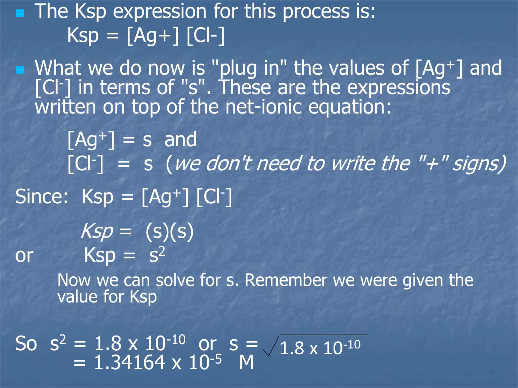So if we were to solve for S, we were given this Ksp at the very beginning of this problem. Our Ksp was 1.8 times 10 to the negative 10. So in order to solve, S is the square root of 1.8 times 10 to the negative 10, which gives me 1.34164 times 10 to the negative 5th molarity. I will round this off for sig figs for my final answer. I'll give you a second to copy this down.